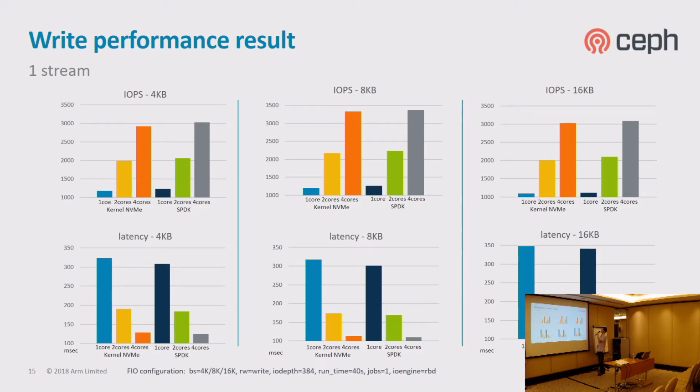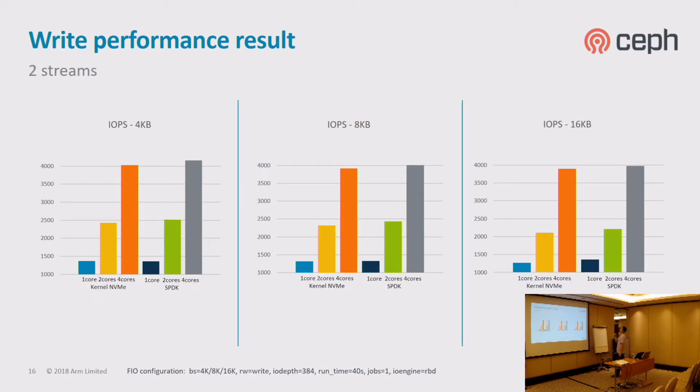Also, we can see that it has good nonlinear scaling when you increase the CPU cores. This is 1 core, this is 2 cores, and this is 4 cores. So it has good nonlinear scaling when you increase your CPU cores.